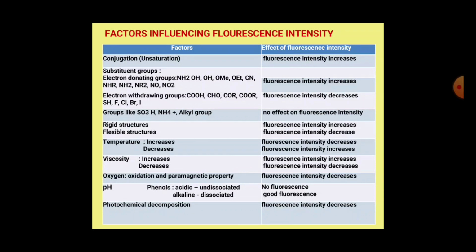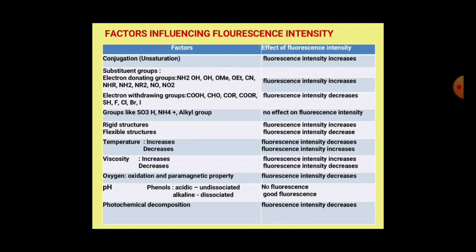Substituent groups. Electron donating groups enhance the fluorescence intensity, whereas electron withdrawing groups decrease the fluorescence intensity. And groups like quaternary ammonium compounds will have no effect on fluorescence intensity. Rigid structures enhance the fluorescence intensity, whereas flexible structures decrease the fluorescence intensity.